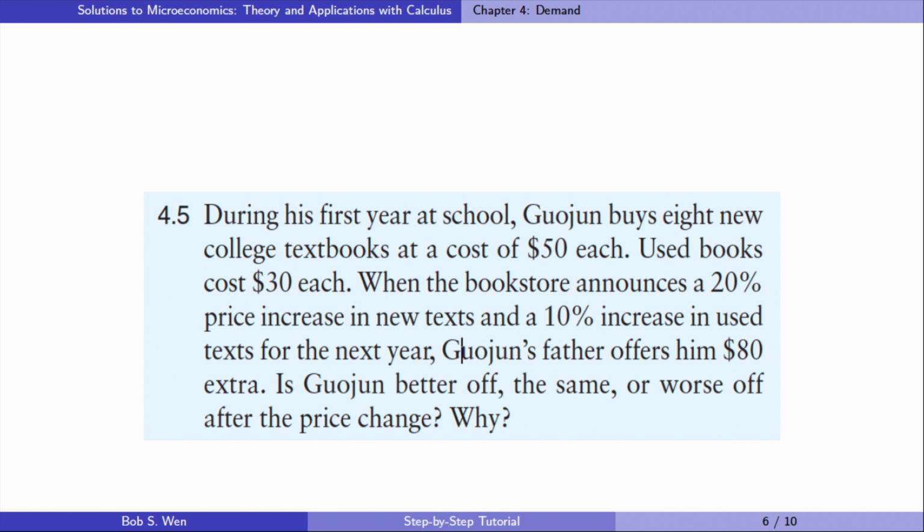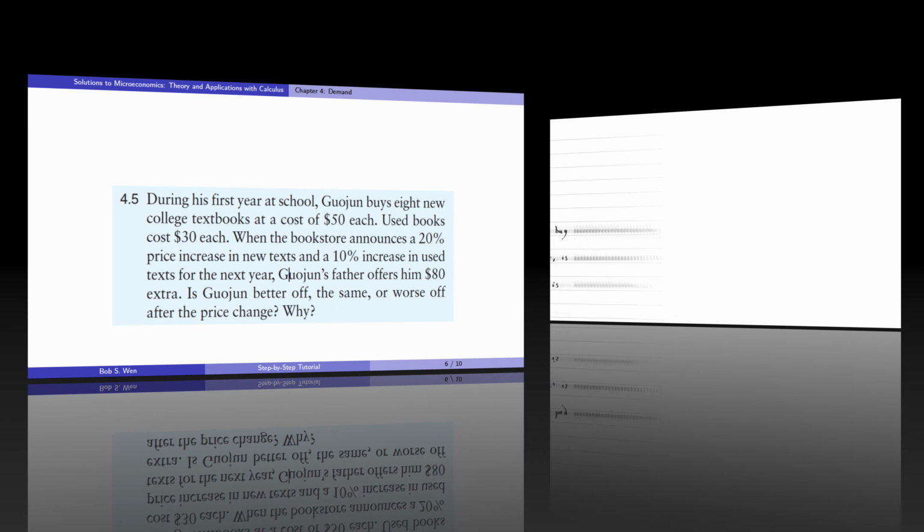Let's solve exercise 4.5. During his first year at school, the consumer buys 8 new college textbooks at a cost of $50 each. Used books cost $30 each. When the bookstore announces a 20% price increase in new textbooks and a 10% increase in used textbooks for the next year, his father offers him $80 extra. Is he better off, the same, or worse off after the price change? Why?